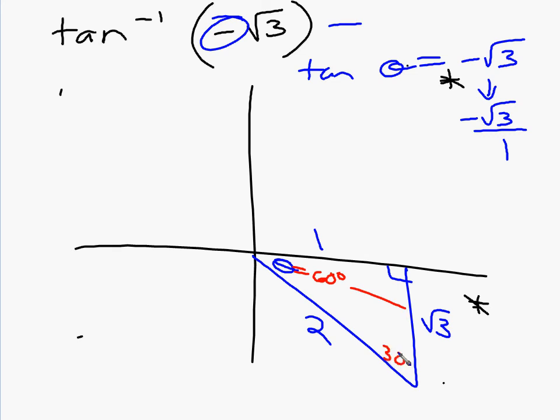But remember what we said, because it's down in quadrant 4 and we're swinging this way, my answer is negative 60. Theta is negative 60 degrees. Okay? And we are going to stop there for today.